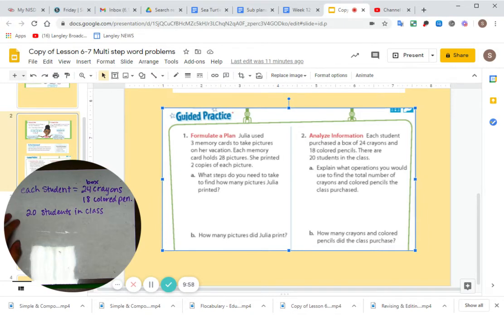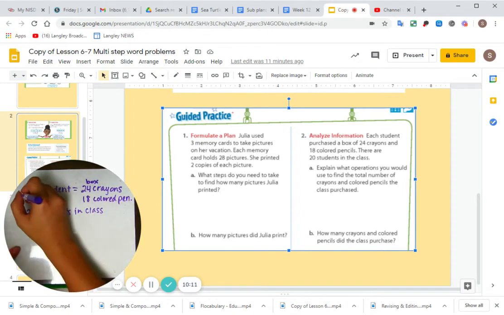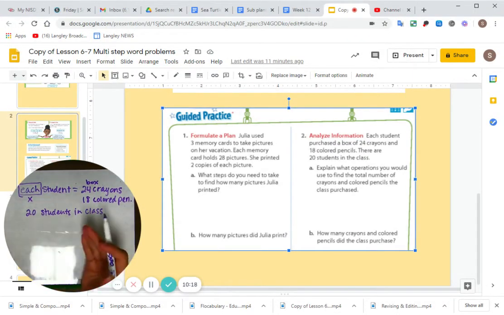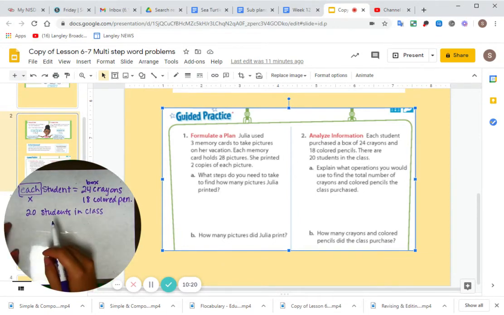Okay, so it takes a bit. We have to think about it. I don't have the answer key with me that I'm just looking at to explain, so I have to think. All right, each student. So "each" is a keyword for multiplication. Okay, but what would we need to multiply? What would we need to multiply for this?